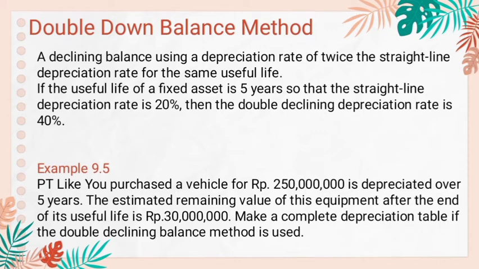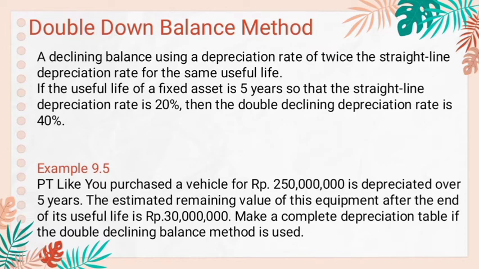Okay, the next method is the double declining balance method. This is a declining balance using a depreciation rate of twice the straight line depreciation rate for the same useful life. If the useful life of a fixed asset is 5 years, so that the straight line depreciation rate is 20%, then the double declining depreciation rate is 40%.